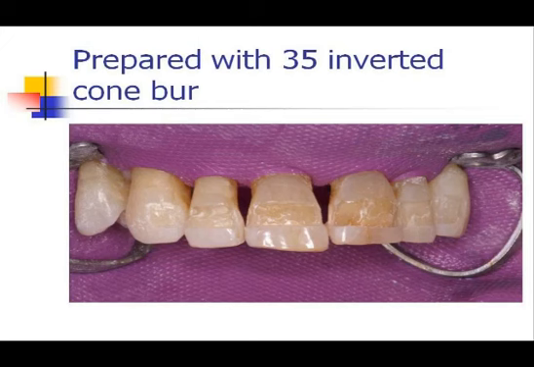For this case, we're going to be using a 3 millimeter wide ribbon THM, thin high modulus ribbon. And the reason we're using a 35 inverted cone burr and a 3 millimeter width is that for each millimeter increase in the width of the fiber, we get a logarithmic increase of the strength and reinforcement of the composite.